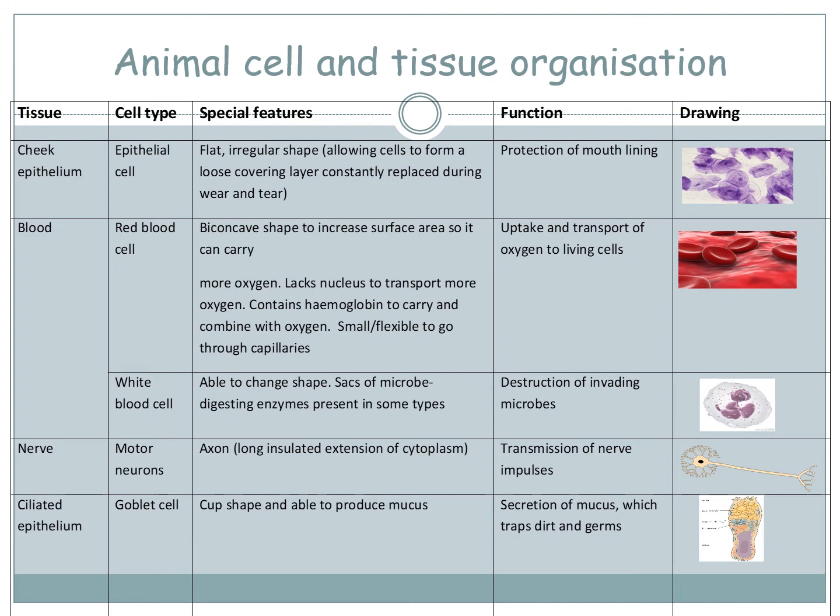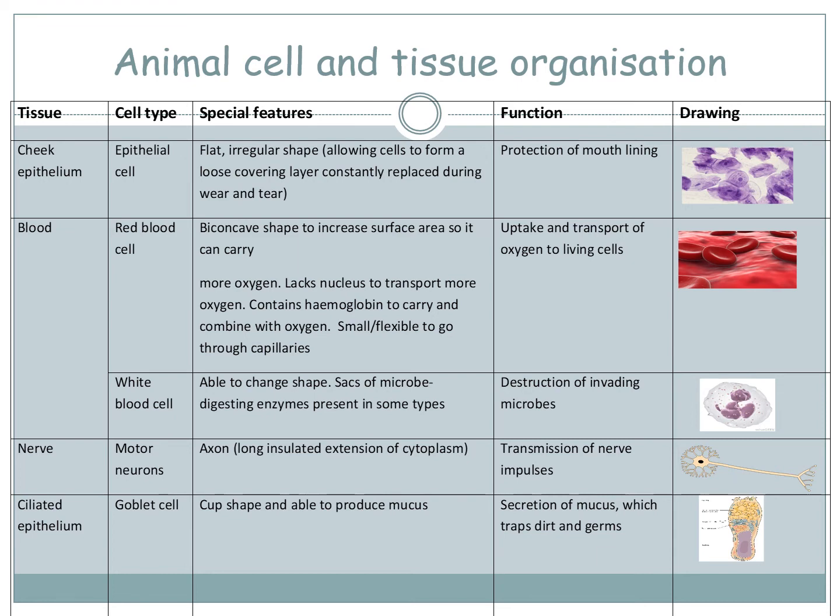Then we've got our white blood cells. Again, we've looked at them. They're able to change shape. They've got sacs of microbe digesting enzymes in some of them, and their function is to destroy invading microbes. The next tissue we're going to look at is the nerve tissue, and it's made up of a cell type called motor neurons. Its special feature is its axon, which is a long insulated extension of cytoplasm, and this is useful because it's used for transmission of nerve impulses, which have got to be fast.